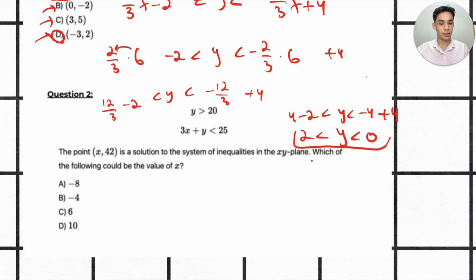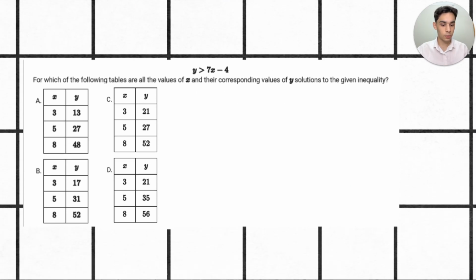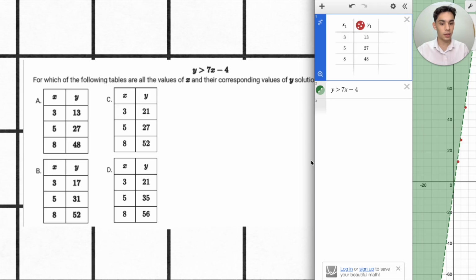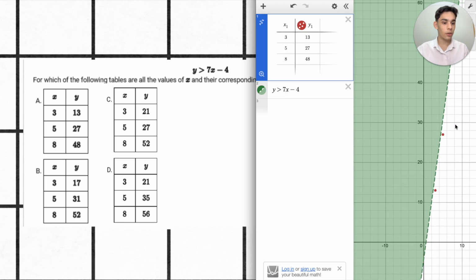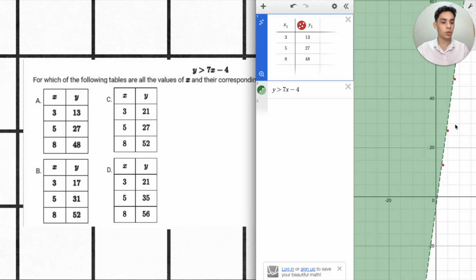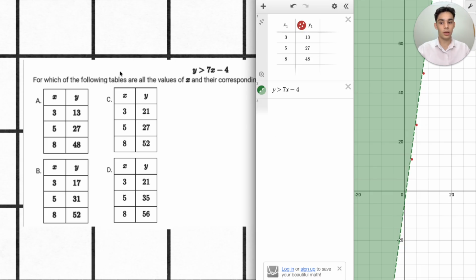Now, as I can see, let me open Desmos again. Let me make it a bit bigger so that you can see. These three dots, they don't even fall on our line. So these are not considered our solutions. Answer choice A goes out. Let's, for example, try answer choice B. The x values for every single answer choice is the same, so I will just rewrite the y values. So let's start with 17, 31, and 52.